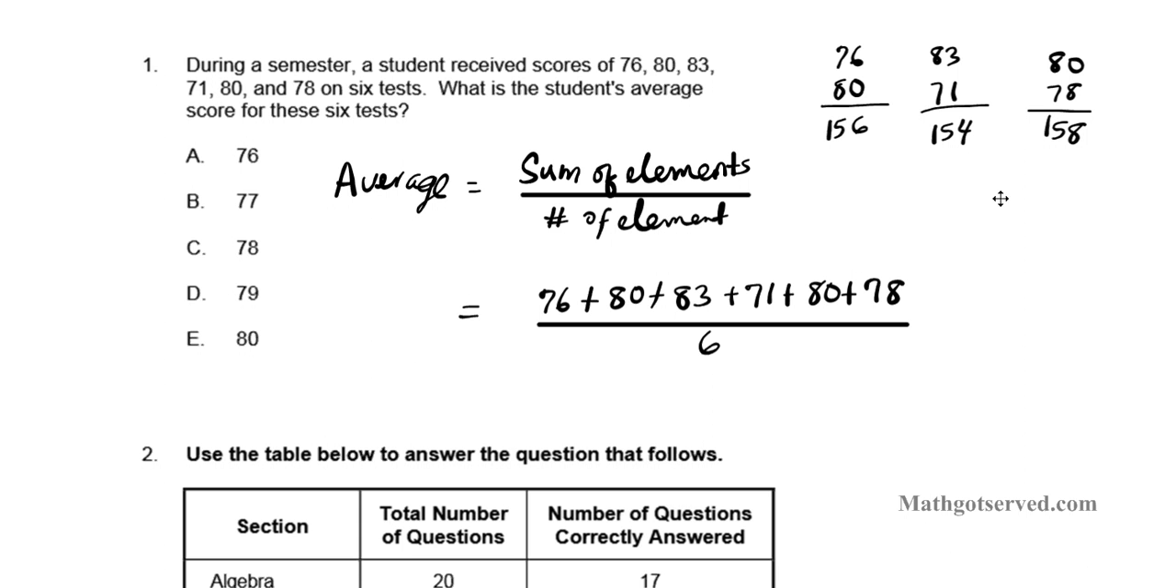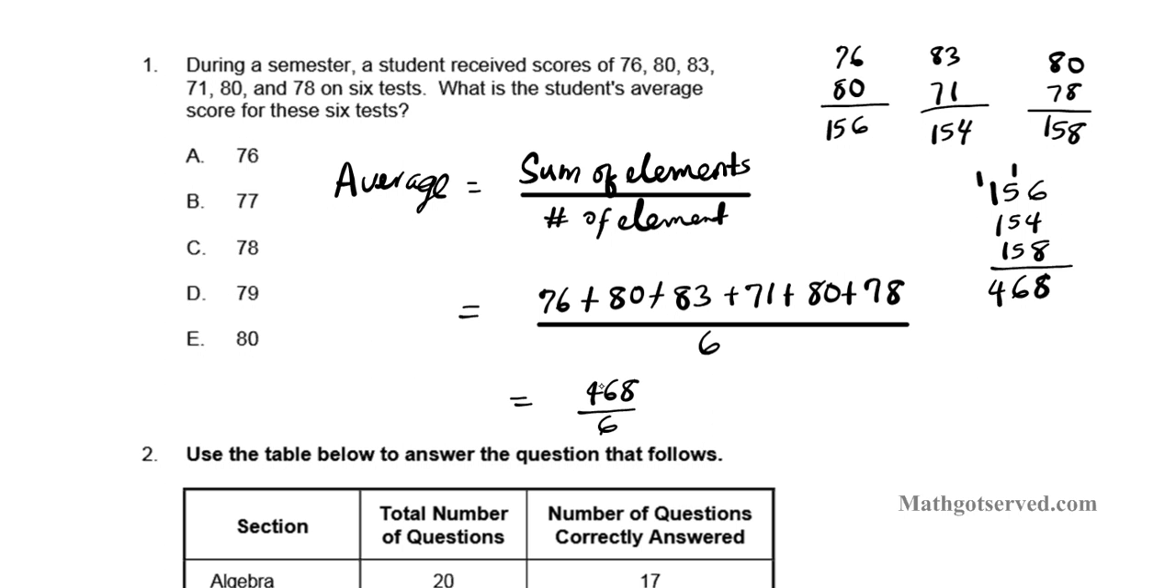Now I can easily add these three together. It's not too difficult. 156 plus 154 plus 158. All right, so 6 plus 4 is 10, plus 8, 18, write 8, carry 1. 5 plus 5 is 10, plus 5 is 15, plus 1, 16, write 6, carry 1. The 1s add up to 4. Okay, so this whole expression is going to be 468 divided by 6.